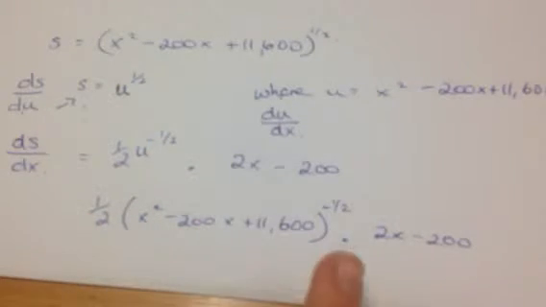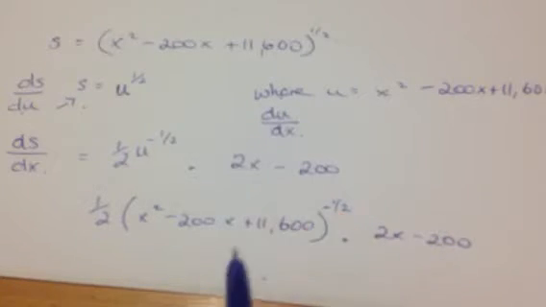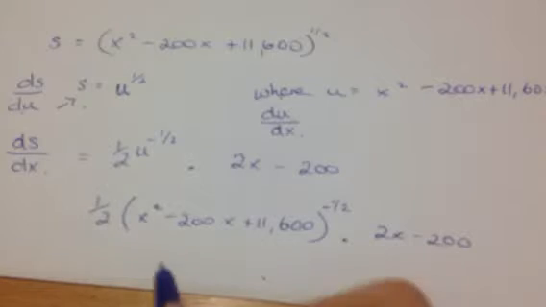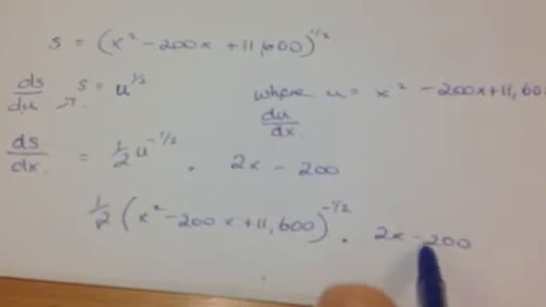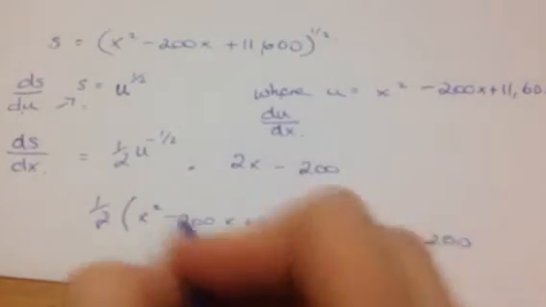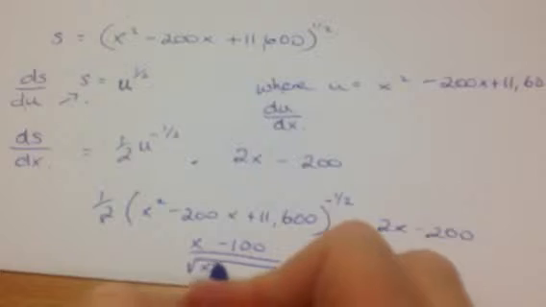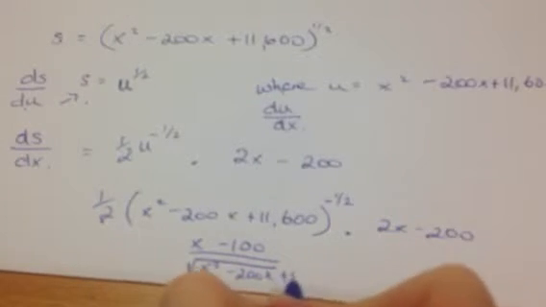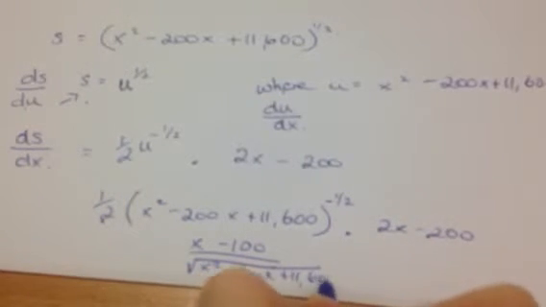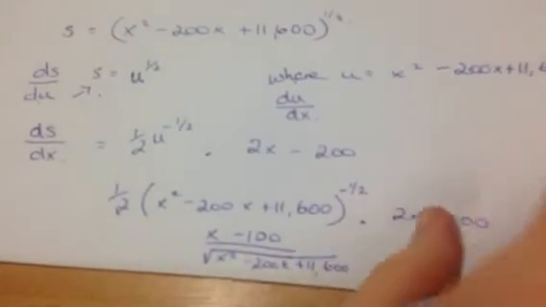The minus a half means it's 1 over it, and the power of a half means that it's a root. So the half times this just leaves me with x minus 100 on top, and this can go below and be the square root of x squared minus 200x plus 11,600. So that is ds dx.